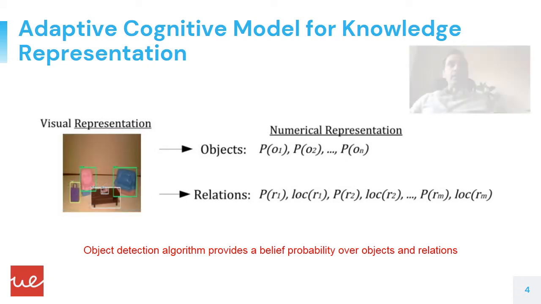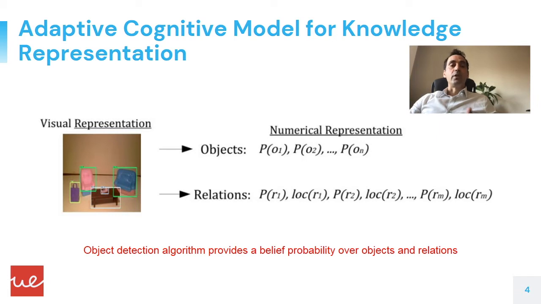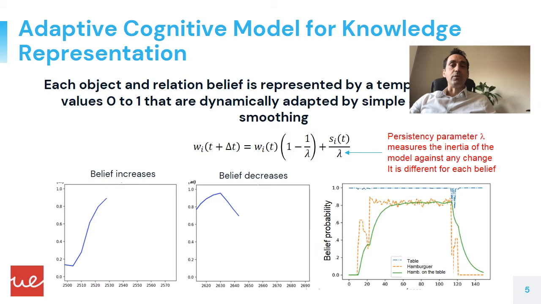So how do we represent this cognitive model? How do we represent knowledge? Basically, our input is going to be the webcam or the visual representation of the world. Then we transform this visual representation into a numerical representation of objects and relations. Each one of these objects and relations is going to be stored in our knowledge base as a probability between 0 and 1. So we are going to create a knowledge base which is going to have beliefs, which are objects and relations that have a probability of being true.